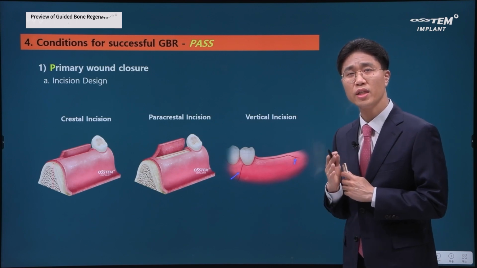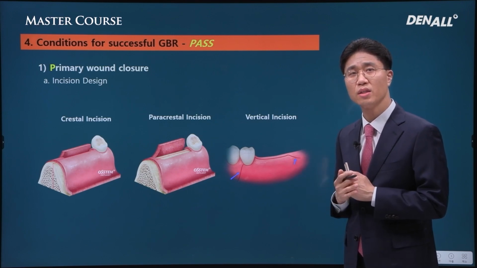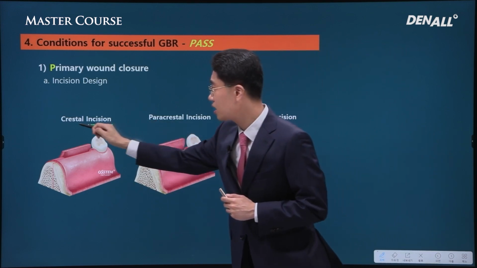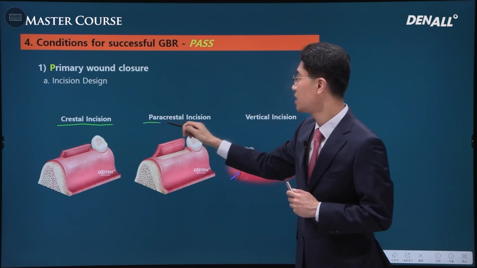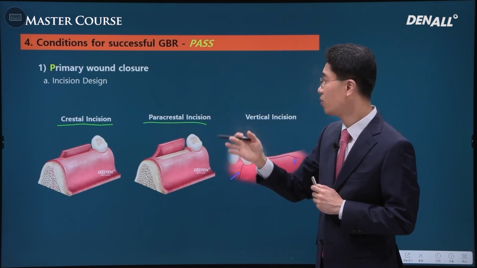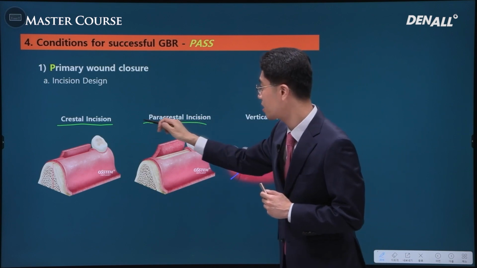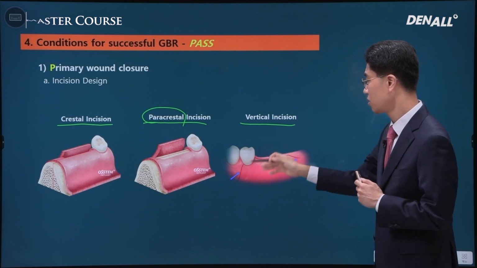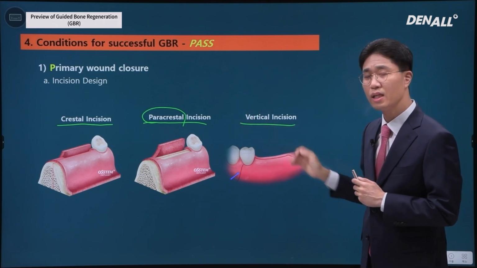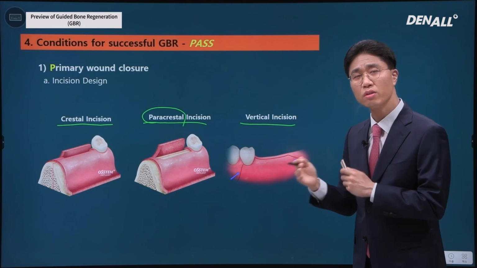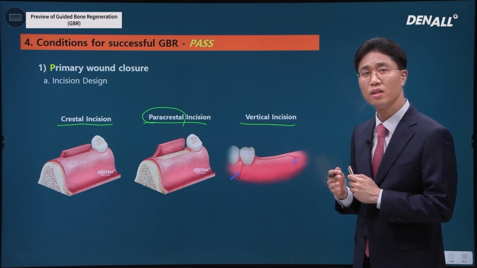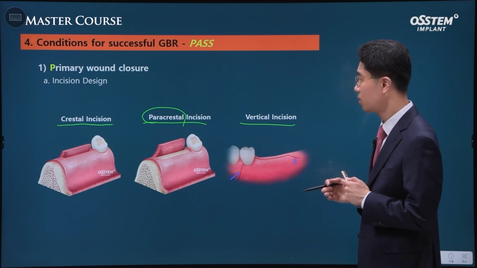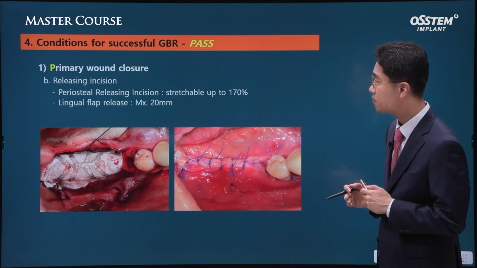Therefore, when beginning surgery from the incision stage, you need to make many considerations and put some thought into it. There's crestal design and paracrestal incision. This incision is made away from the crest of the natural tooth and can be made either lingually or buccally. And there's vertical incision. Depending on a different incision design, you can get different results. So therefore, the surgeon needs to put some thought into it and determine which incision to use.